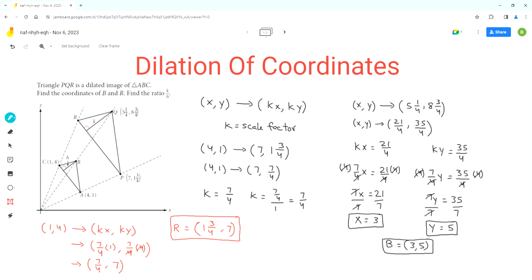So k over h will also be equal to the scale factor 7 over 4, because k represents the length of the altitude in triangle PQR and h represents the length of the altitude in triangle ABC. So k will be 7 over 4 times the length of the altitude in triangle ABC. This should be the final answer for this part.